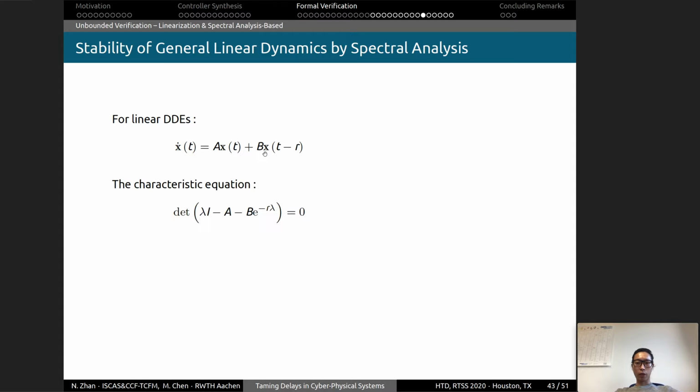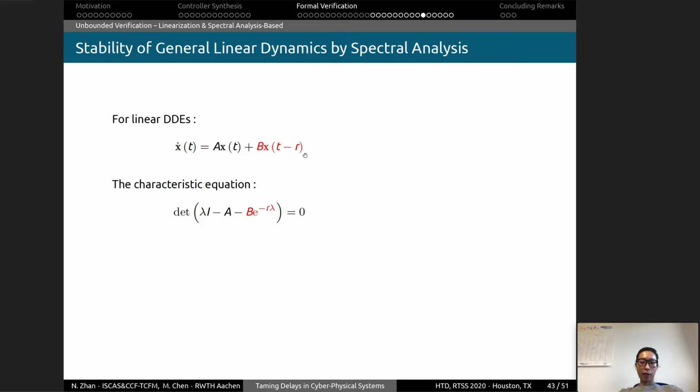A classical result of spectral analysis makes use of this characteristic equation. It says that the determinant of this formula is 0, and this formula is actually λI, where I is the identity matrix, minus A minus B times e to the power of −rλ. Now, the magic of this characteristic equation is actually as follows. So this exponential part is what differs from the ordinary differential equations. It comes from the delay part here.